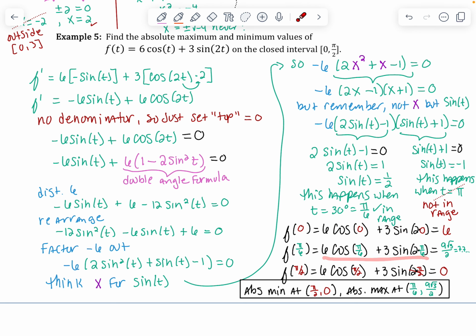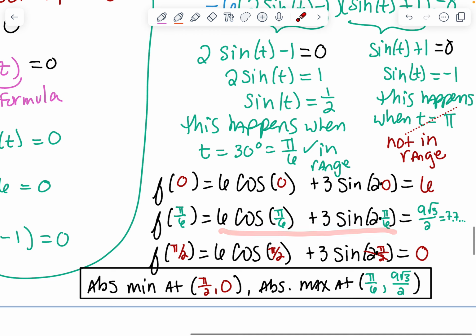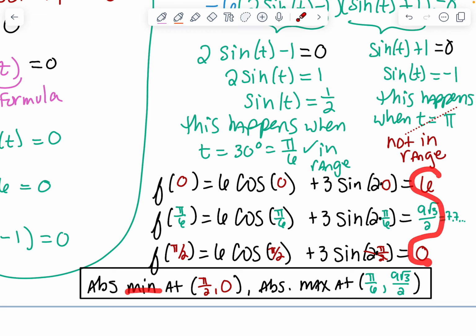When it comes to pi over 6, I went ahead and got out my calculator. You could have done the math to get 9 square root of 3 over 2, but what we care about is it's 7.7, etc. And pi over 2, you could probably go ahead and do this math yourself, but we get 0. So my absolute minimum between 6, 7 something, and 0 is at 0, and this occurred when my input was pi over 2.